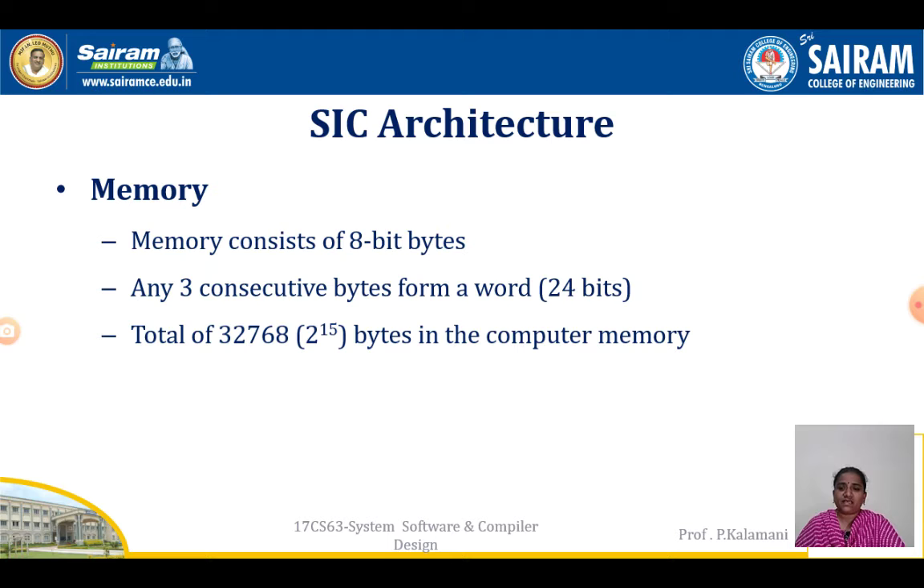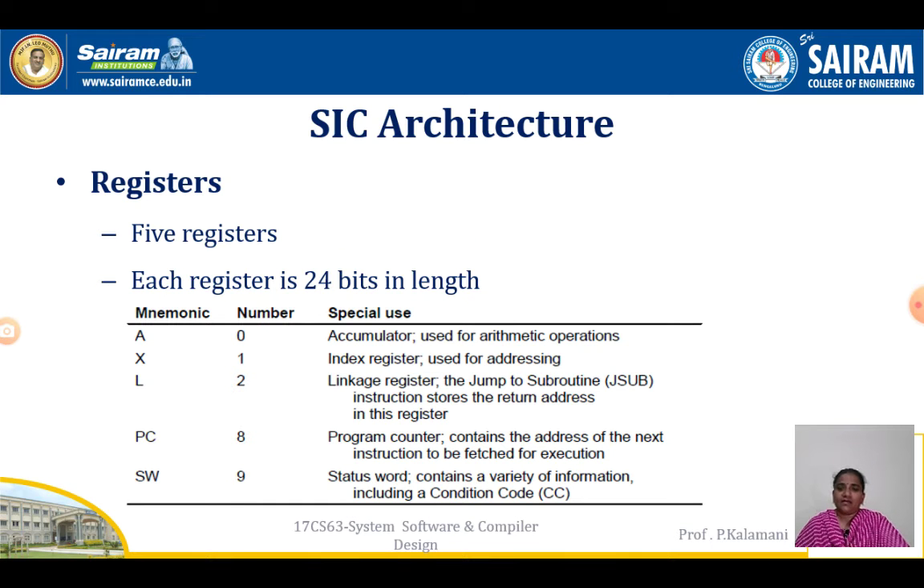Next we will see registers in SIC. In SIC there are 5 registers with size 24 bits. Because in order to store a single word itself, we need 3 consecutive bytes. So each register size is also 3 bytes. So there are 5 registers. For each register we should know what is the mnemonic code used for that register, the number used, and what is the purpose. So the first register is accumulator.